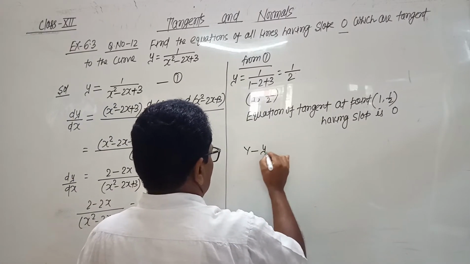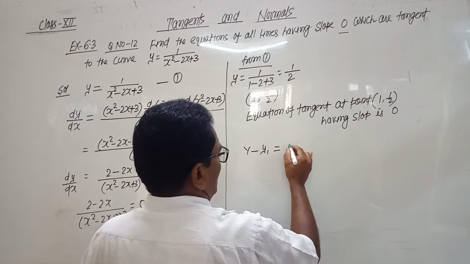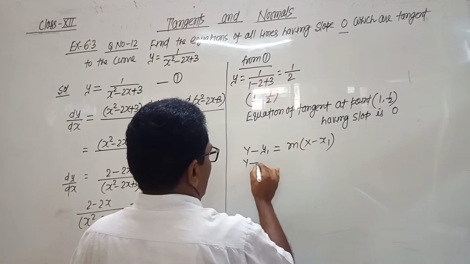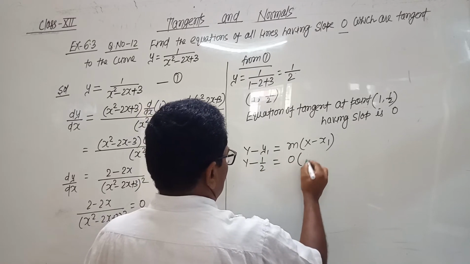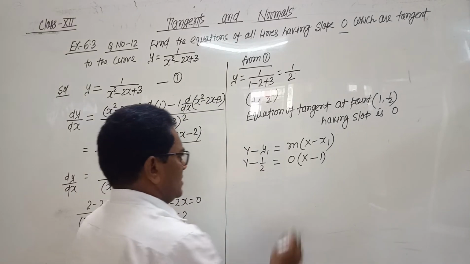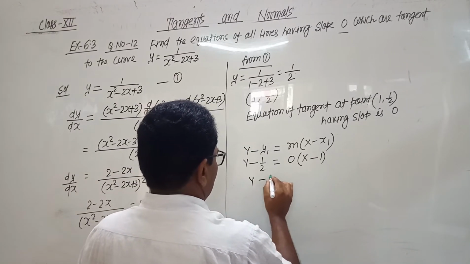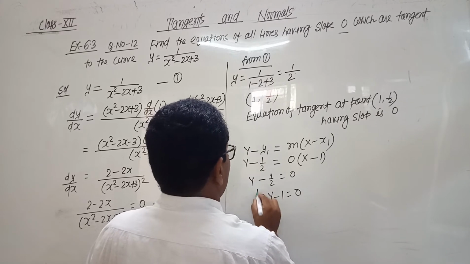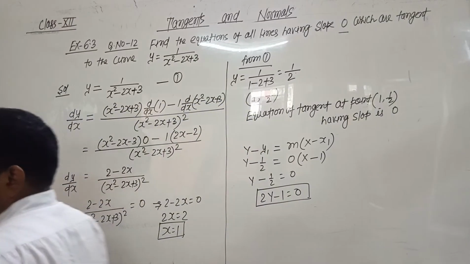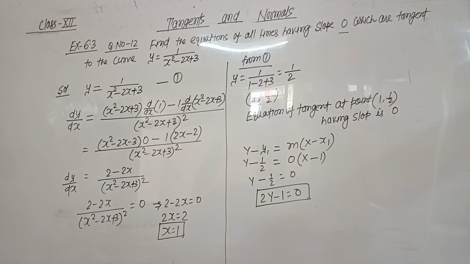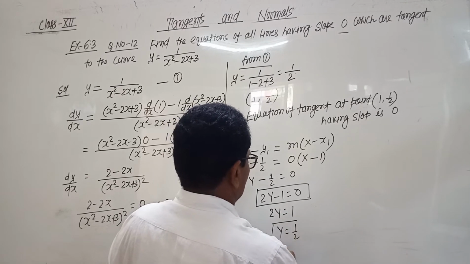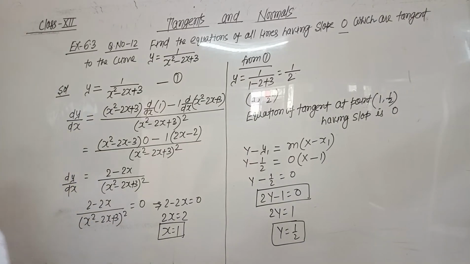So write the formula for equation of tangent y minus y1 equals to dy by dx means slope m times x minus x1. At the place of y1 we use 1 by 2, the slope is given 0 and the value of x1 is 1. So this whole term becomes 0 and y minus 1 by 2 equals to 0 and 2y minus 1 equals to 0. So the equation of tangent is 2y minus 1 equals to 0 or y equals to 1 by 2. So this is the equation of the tangent.